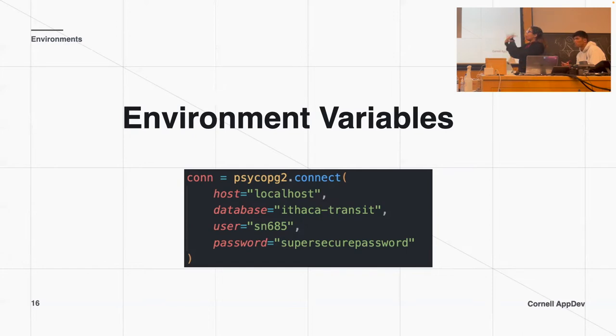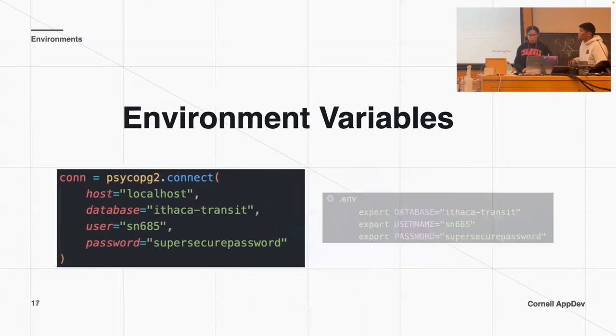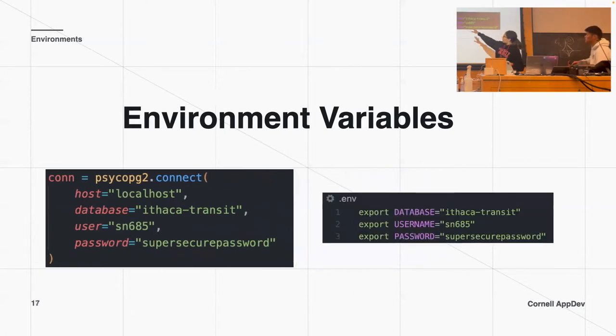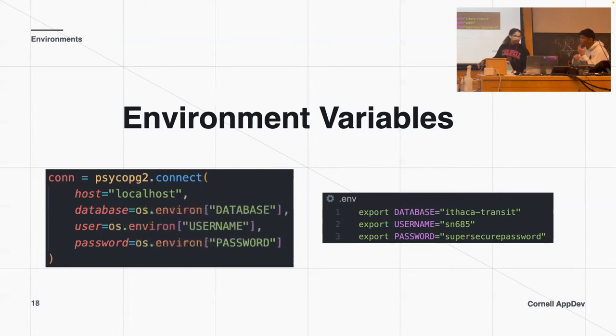So instead of just having all of this information available in your source code, you would instead use a .env file, which stores your environment variables. And this would look something like this. You have your .env file, and then it contains the relevant information. So you have your database, Ithaca Transit, your username, SN685, and your password, super secure password. So instead, it would go from something like that on the left to something like this. You have the database, this os.environ database. So you basically utilize your .env file containing your environment variables to then log in a different way.